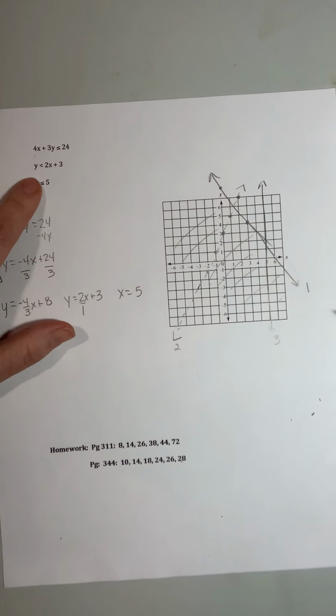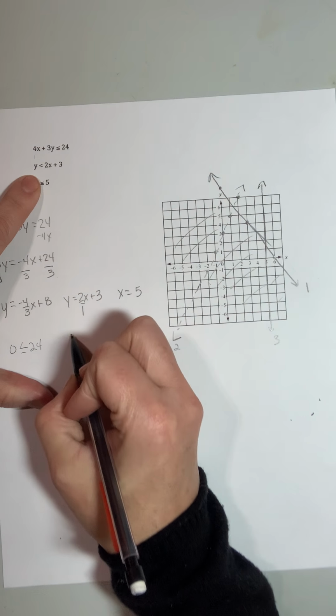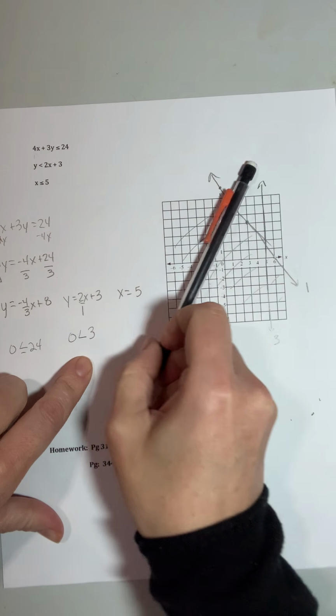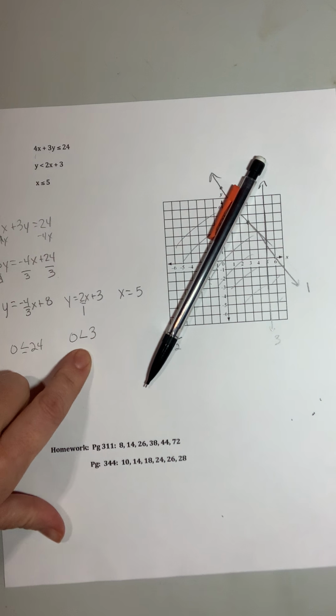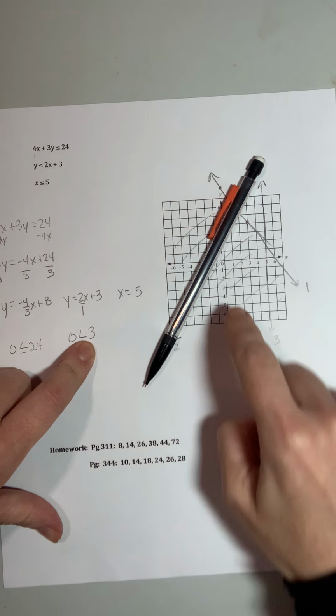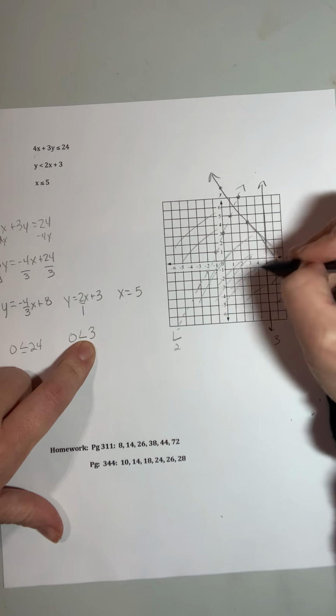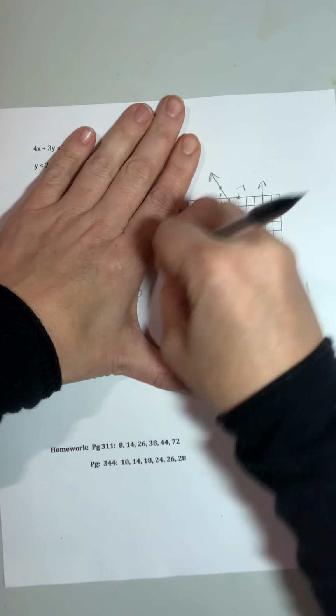Okay. Next one, if I put zeros in, 0 is less than 3. So this is my line here. Is 0 less than 3? Yes, it is. So I need to shade where the test point is, so I'm going to shade down here. So that means these two can go away.